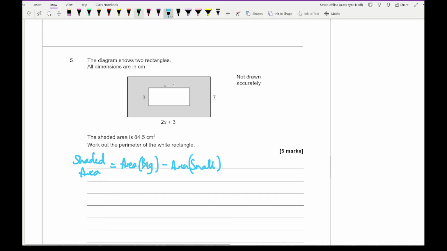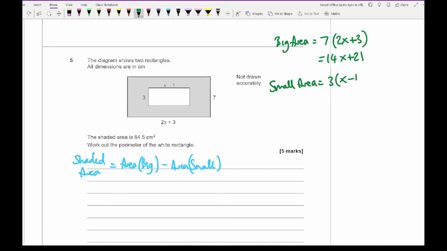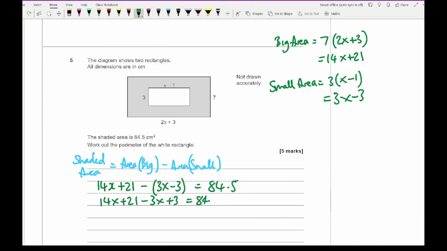So in terms of the area of the big shape, the big area is going to be equal to base times the length, which is 7 lots of 2x plus 3, which is 14x plus 21. Now in terms of the small area, that's going to be 3 lots of x minus 1, which is 3x minus 3. So from this, we've got 14x plus 21 minus 3x minus 3 equals 84.5. Now we can expand the brackets. So I've got 14x plus 21 minus 3x plus 3 equals 84.5.